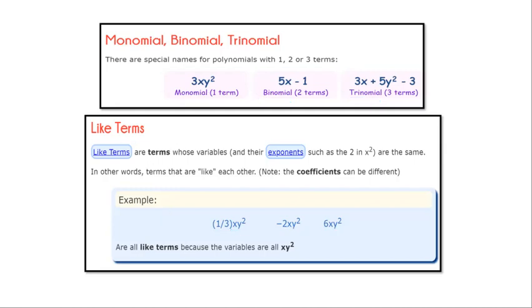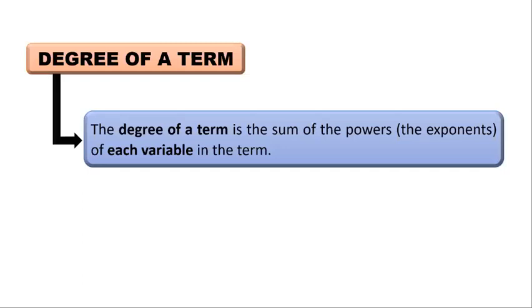And now, let's proceed with identifying the degree of a term. The degree of a term is the sum of the powers or the exponents of each variable in the term. So you can identify the degree of a term by just adding all the exponents of the variables in the term.